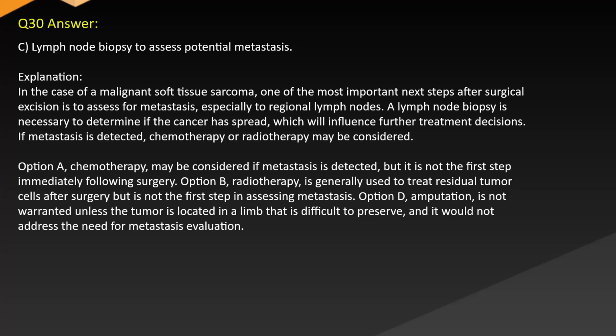Option A. Chemotherapy may be considered if metastases is detected, but it is not the first step immediately following surgery. Option B. Radiotherapy is generally used to treat residual tumor cells after surgery, but is not the first step in assessing metastases. Option D. Amputation is not warranted unless the tumor is located in a limb that is difficult to preserve, and it would not address the need for metastases evaluation.